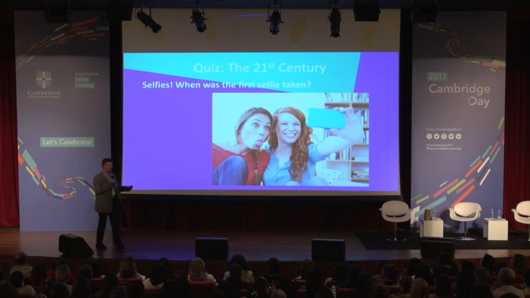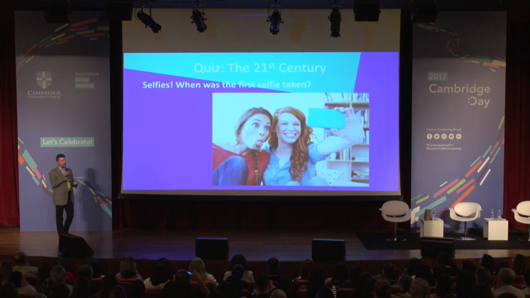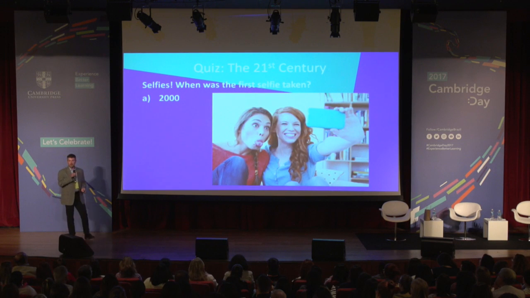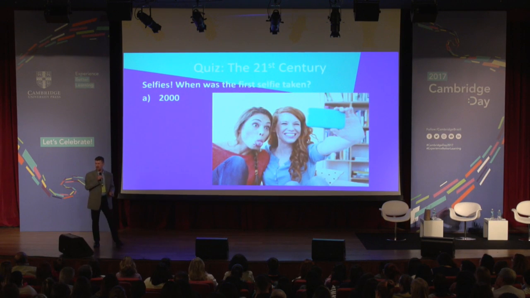And the question I have, your quiz question is, when was the first selfie taken? Wait, I'm going to make it easy for you. Ready? Multiple choice, okay? Here are your choices. A, the year 2000. What happened in the year 2000 related to selfies? The first phone with a digital camera was released. Okay, first phone with a digital camera. So that's choice A. Choice B, 2007.